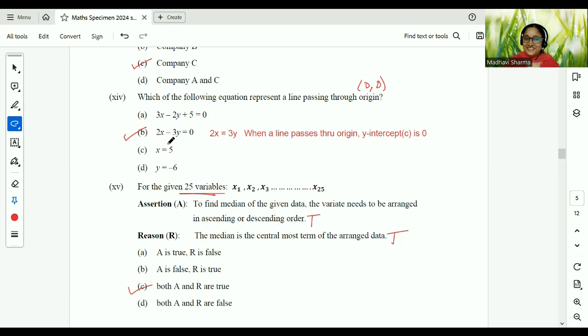Definitely a good point. Number 15, the last one: for the given 25 variables x1, x2, x3 till x25, to find the median of the given data, the variates need to be arranged in ascending or descending order. Definitely true. The median is the centralmost term of the arranged data. Definitely true, because it is 25 variables, so 12 will go this side, 12 will go this side, and the 13th variable will be the median. So both A and R are true.